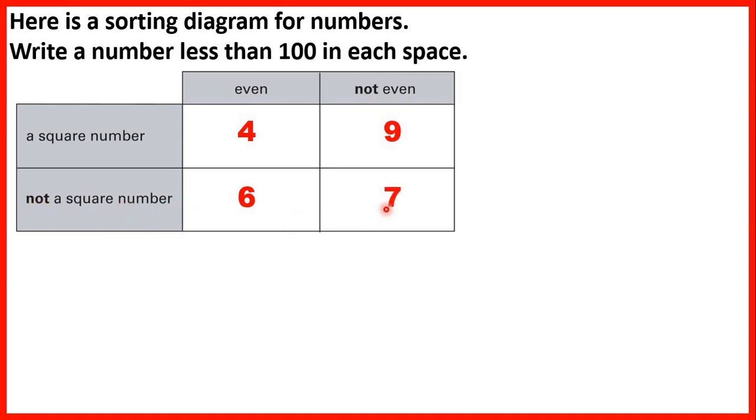So we could have 7 here. It's not a square number because you can't multiply a number by itself to get 7. And it's not even because even numbers always end in 0, 2, 4, 6 or 8.